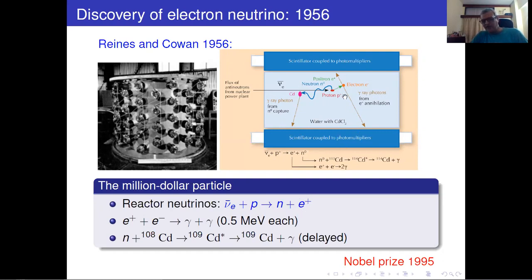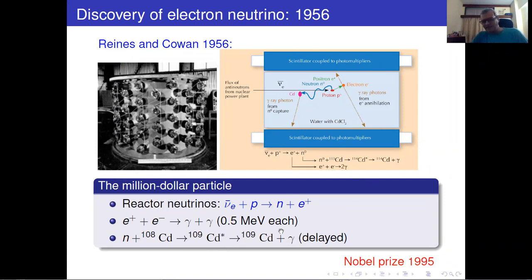This positron got annihilated by interacting with electrons present in the medium and gave two gamma rays whose energy was about the mass of e plus and e minus, about 0.5 MeV. So this is the conversion of mass into energy. This was one big signal saying that somehow a positron has been produced. At the same time, the neutron which was produced got absorbed by a cadmium nucleus, which is a good neutron absorber. It went to cadmium star, the excited state, and then decayed by giving another photon, which was slightly delayed because this Cd star excited state had some lifetime.